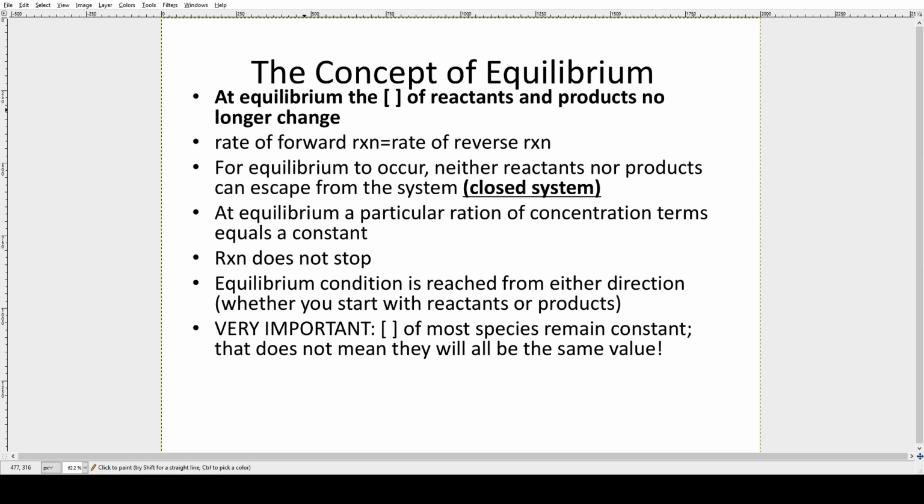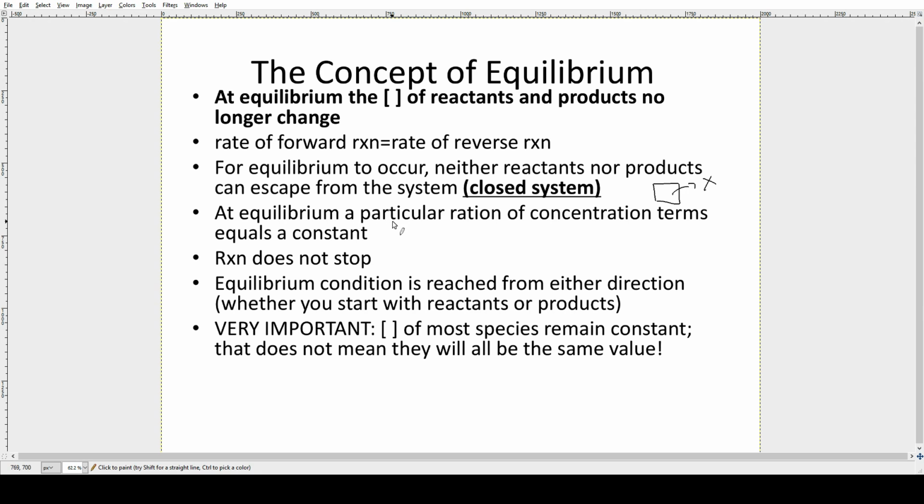So, like we've been saying, at equilibrium, the concentration of reactants and products no longer change. And like we just wrote down, the rate of the forward reaction is going to be equal to the rate of the reverse. In order for equilibrium to occur, neither the reactants nor the products can escape from the system. So it needs to be a closed system. We basically need it to be in a tiny little box, or a large box, whatever, but a box where nothing leaves. It all stays within the system.